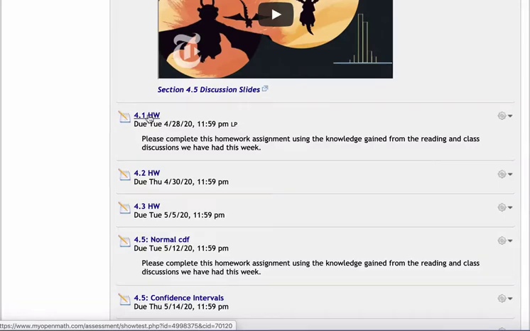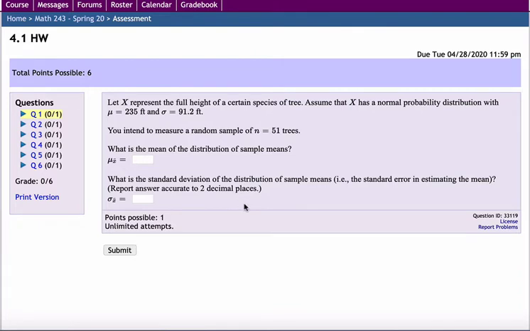All right, here is the 4.1 homework assignment. There's a couple tricky problems in here, so I wanted to make sure that I took some time to talk you through them and let you know what's going on. So this prompt here, this one's actually pretty nice.